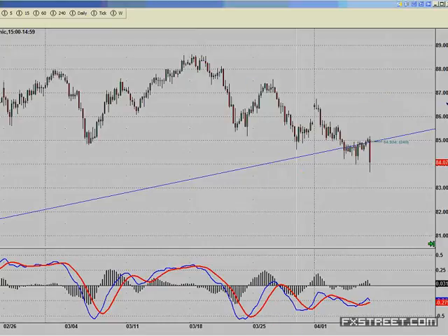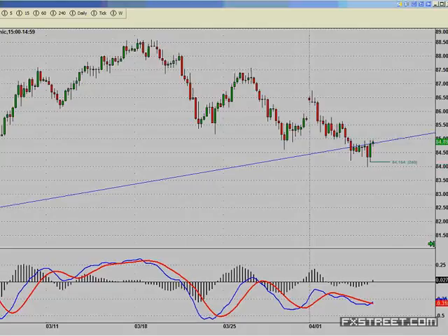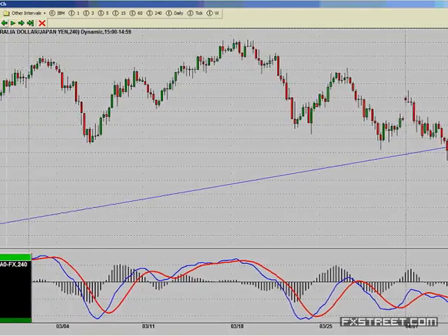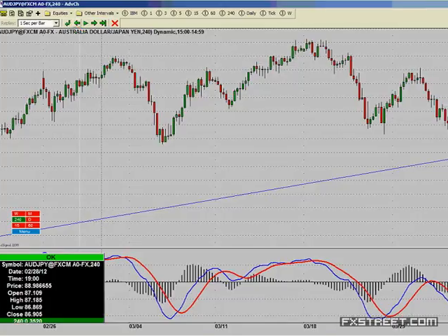Now let's demonstrate the directional line for you. See that teal colored line right there? That's my directional line. What that line does is it marks the low of the highest closing candle in an uptrend, and it marks the high of the lowest closing candle in a downtrend. Let me demonstrate this for you.